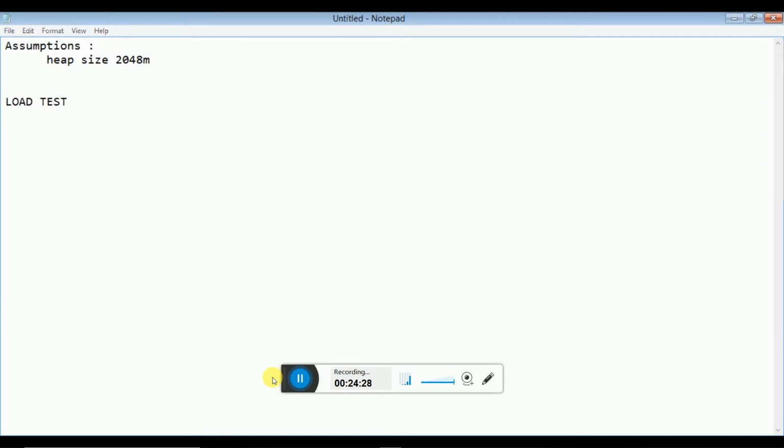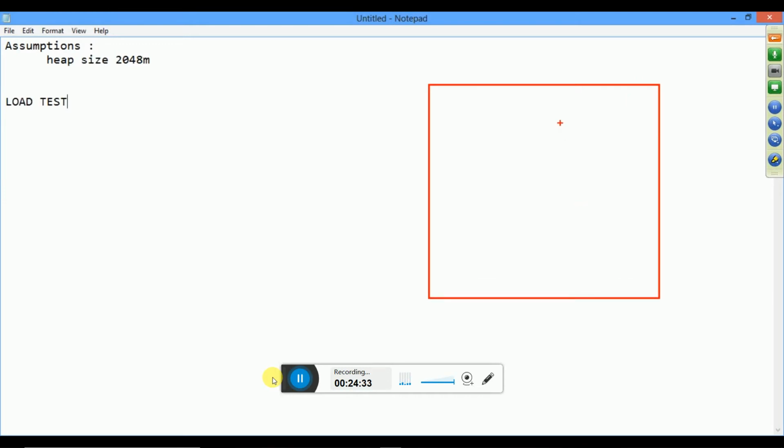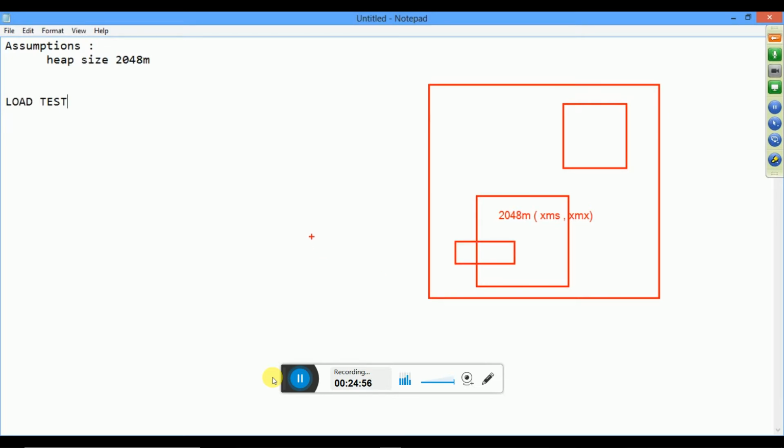Essentially, I have taken a box. I set up a WebLogic domain, then an admin server and then a managed server. For the managed server I have taken 2048, both XMS and XMX the same. Then I have deployed the application on top of it and started the testing. So I'm running LoadRunner.